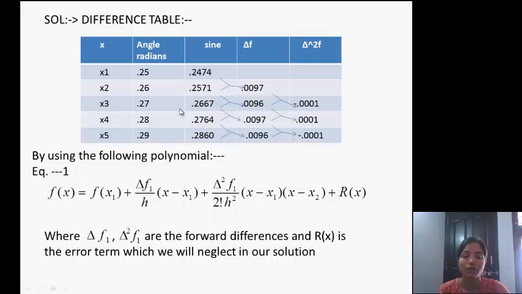First of all, we have to generate our difference table. By forward difference, the function value at the current argument is subtracted from the function value at the next argument. By this, we can generate del f1, del f2 and so on, and del square f1, del square f2 and so on. For numerical differentiation, we have to use an interpolated polynomial. So here we assume this polynomial. In this polynomial, del f1 and del square f1 are forward differences and r of x is the error term, which we will neglect in our solution.